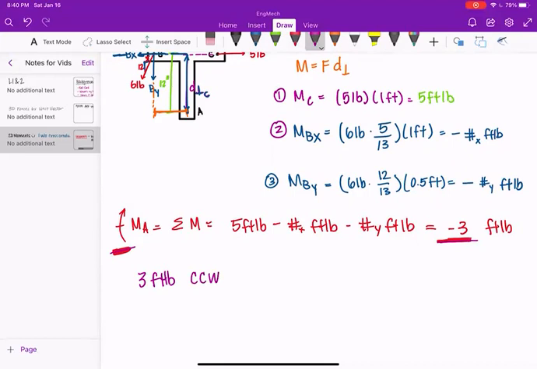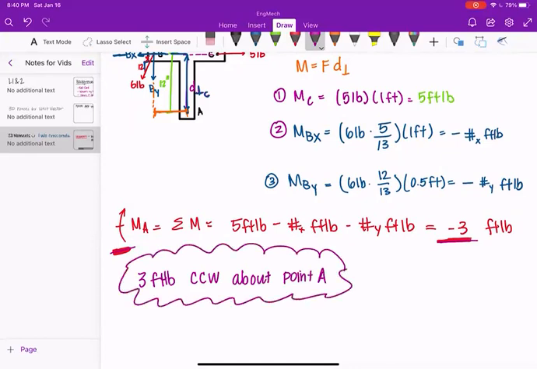And then where is it rotating about? That's important. So essentially you have to identify what your hinge is. So it's rotating about point A. This is what your overall answer should look like. So magnitude, units, direction, and then point of application or point of where it's rotating about.